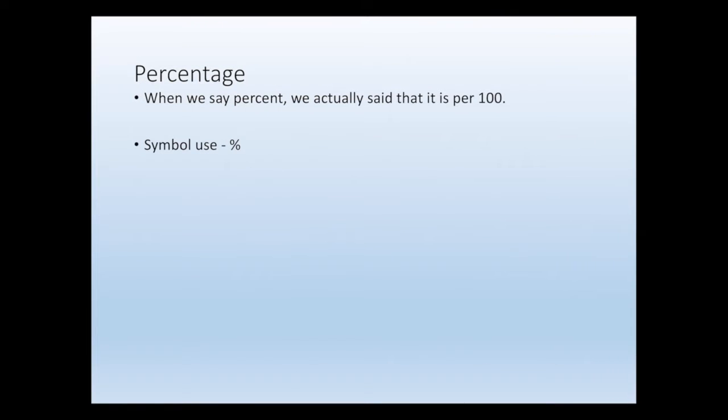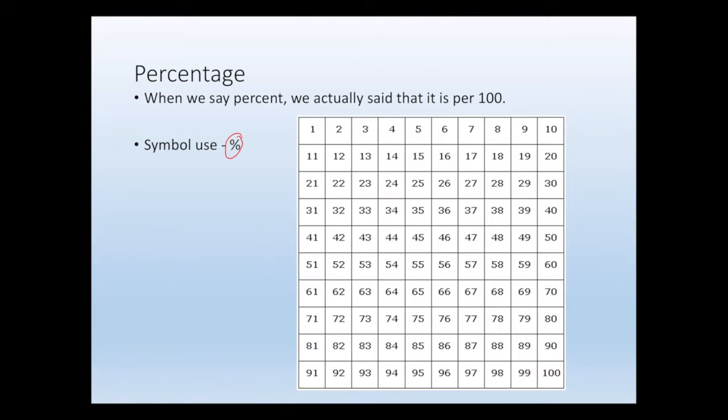Now, what are percentages? When we say percent, it means per 100. And the symbol used is this one. Alright? So what do I mean by per 100? Let's have a look at the grid here. I've got a square box which I have split into 100 small squares. If we say 1%, it's actually 1 square out of 100 squares. So 1% is 1 over 100. What about 28%? It's actually 28 over 100.